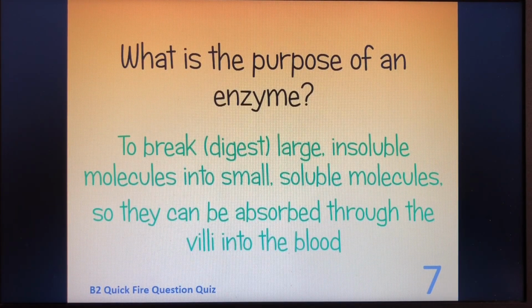So they can be absorbed through the villi into the blood, and the villi are found in the small intestine. So it moves them through the wall of the small intestine, through those villi, into the blood. I'll give you a couple of marks for that question, 2 separate sections there. That is the definition that we repeat constantly in class.